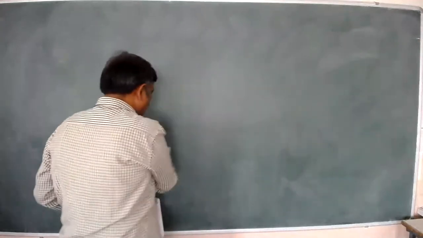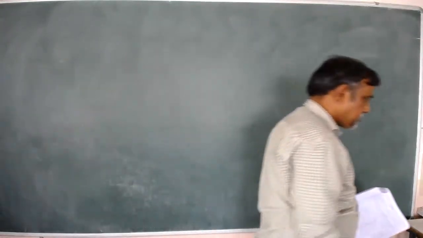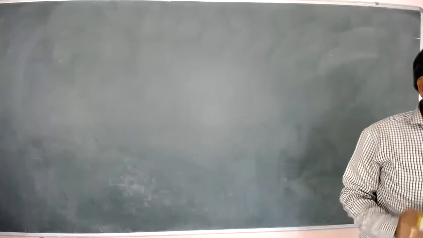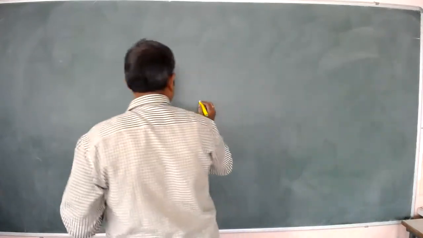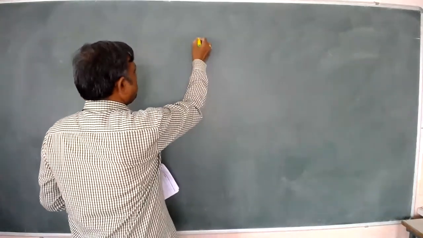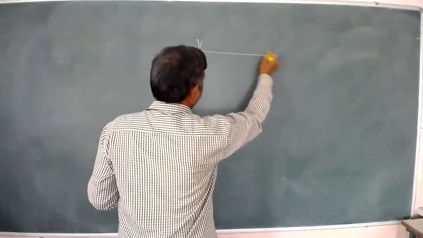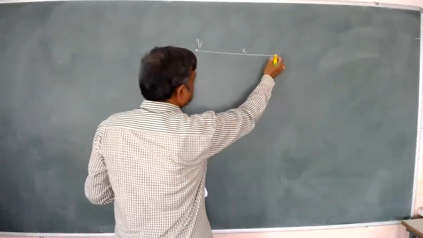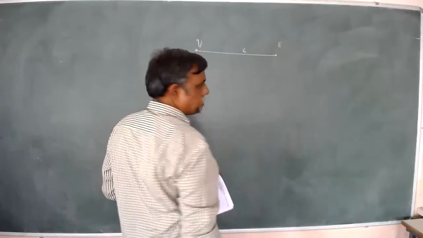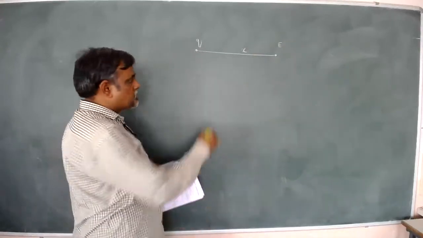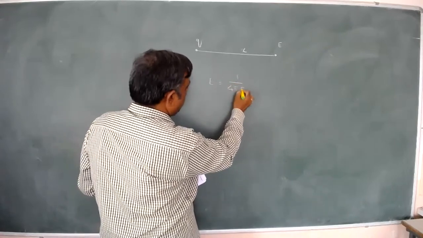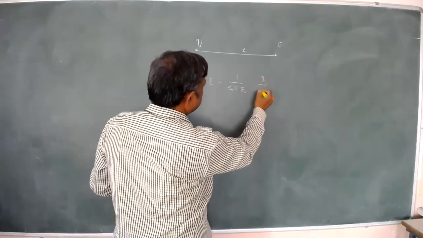What is the given situation? The magnitude of electric intensity at a distance x from a charge q is E. So there is a charge given, let the charge be q. There is a point given here at distance x. Due to this charge, at this point, the electric field is E. How do you write it? That is 1 by 4 pi epsilon naught q by x square.